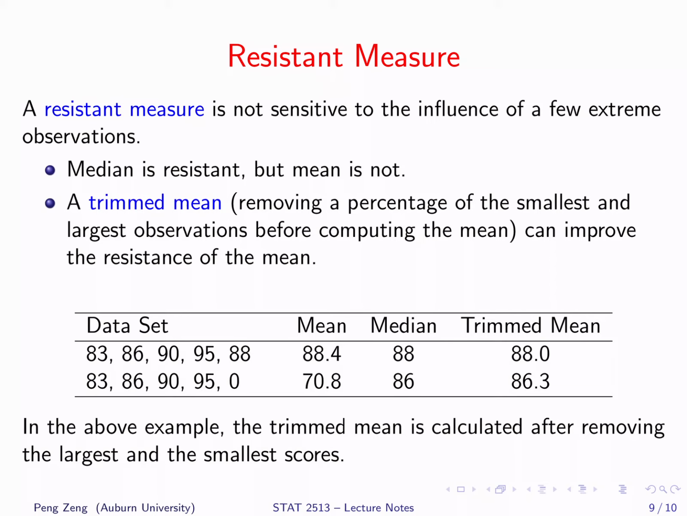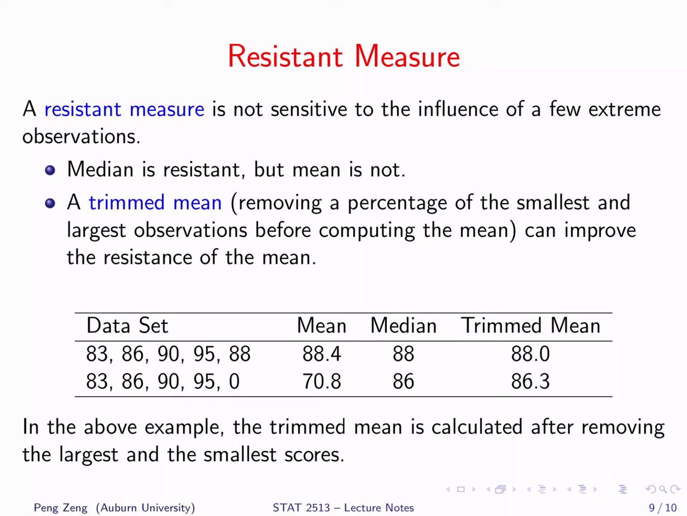Look at the table. Each row contains one dataset of 5 numbers. The first 4 numbers are the same, and the only difference is the last number. It is 88 in the first dataset, and it is 0 in the second dataset. If we calculate mean and median for these 2 datasets, we will find that the mean is quite different. The first one is 88.4, and the second one is 70.8.